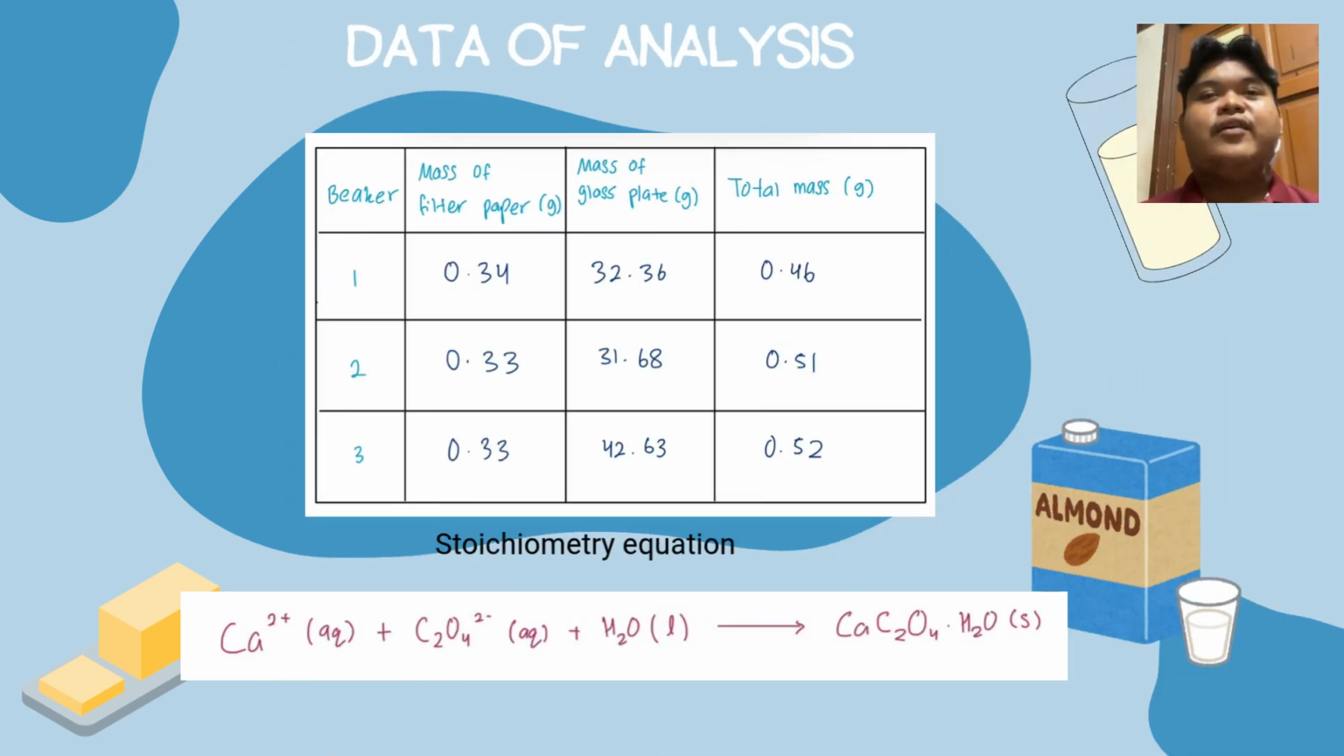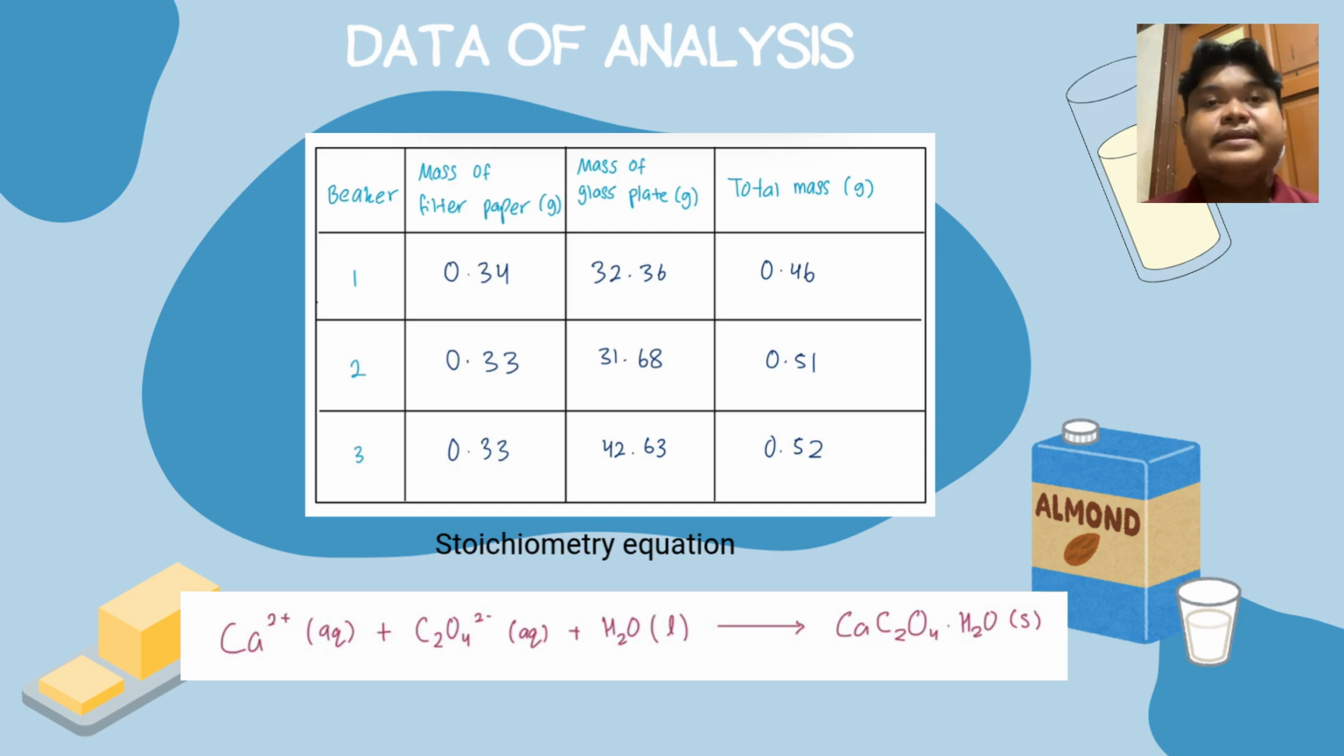Here we have the data of analysis. We have three beakers, beaker 1, 2, and 3, for which we recorded the mass of filter paper in grams, the mass of glass plate in grams, and the total mass in grams. For beaker 1, the mass of filter paper is 0.34 grams, mass of glass plate is 32.36 grams, and the total mass is 0.46 grams. In beaker 2, the mass of filter paper is 0.33 grams, the mass of glass plate is 31.68 grams, and the total mass is 0.51 grams.